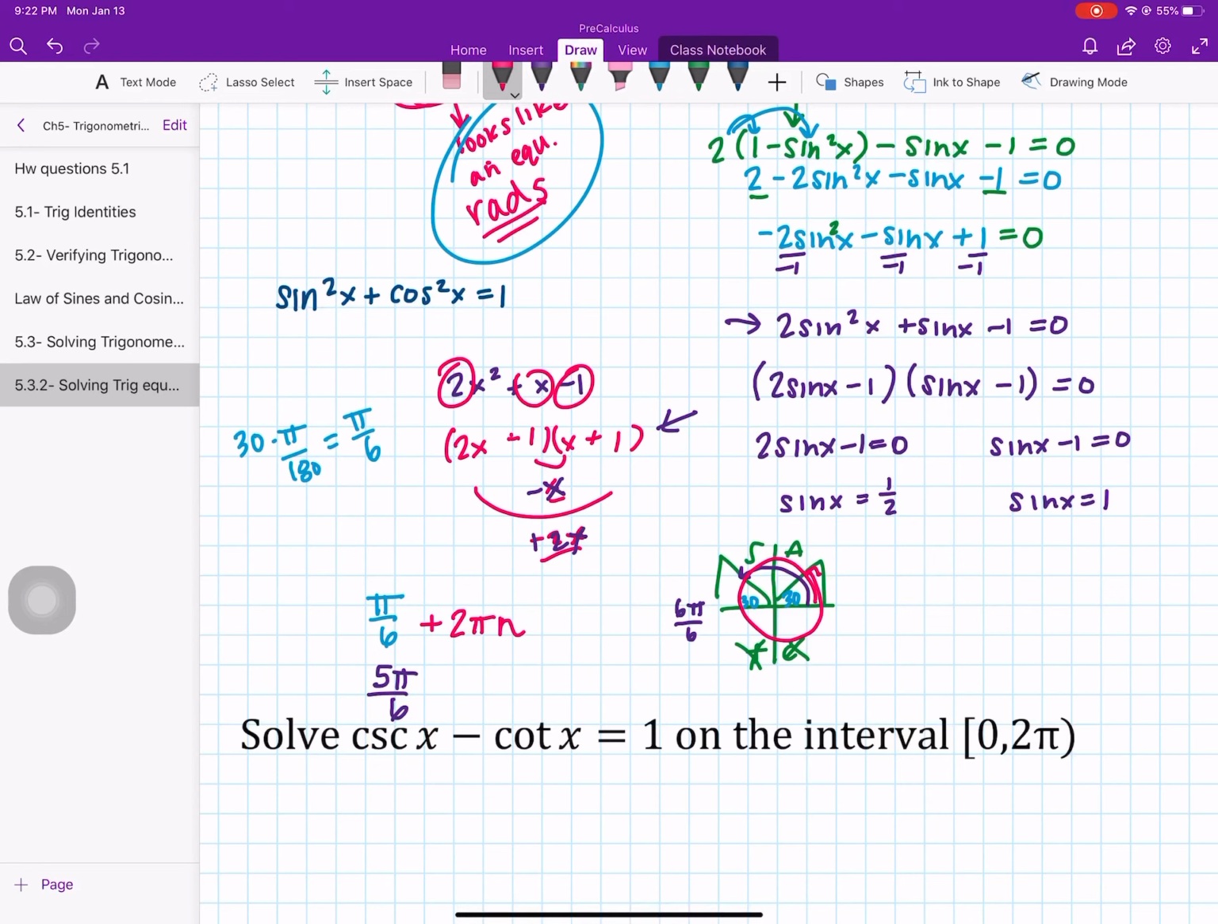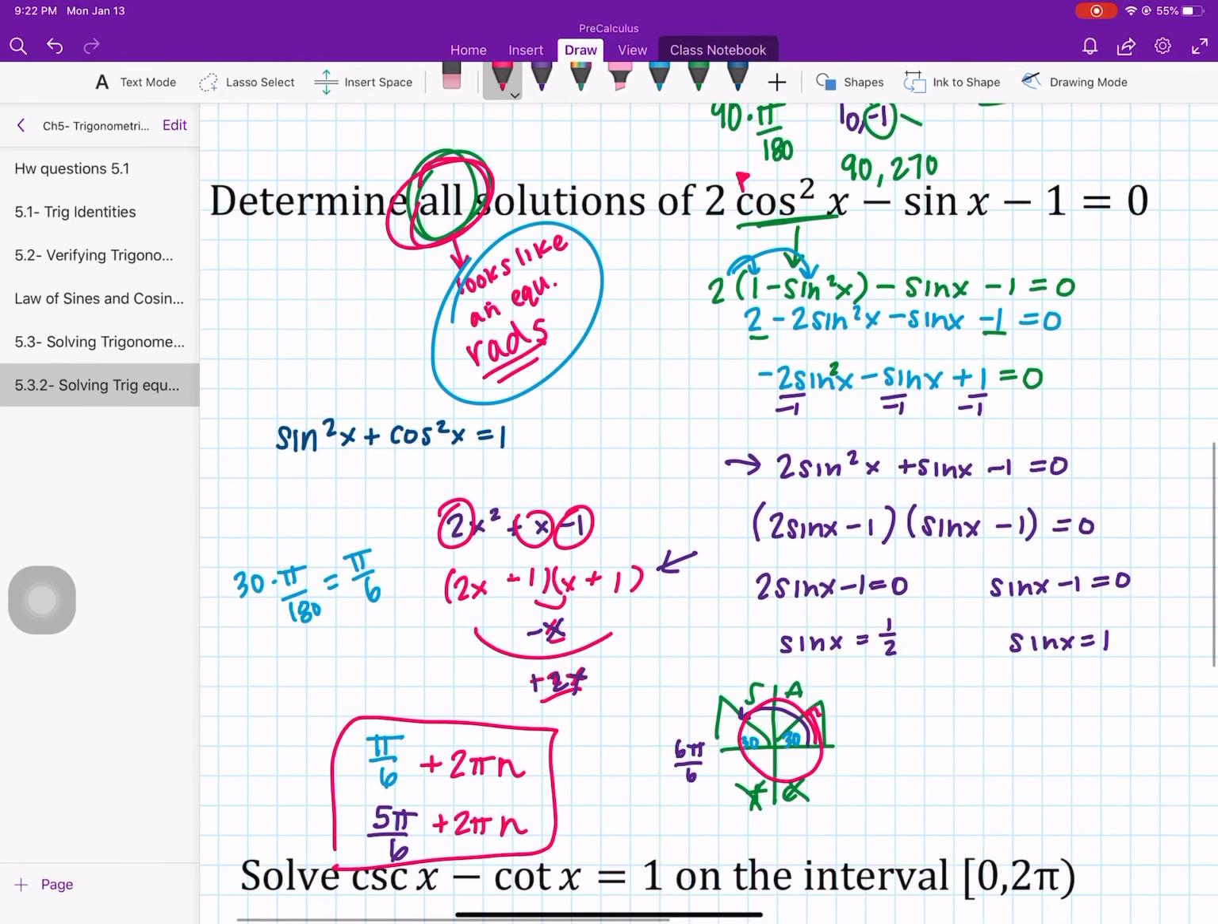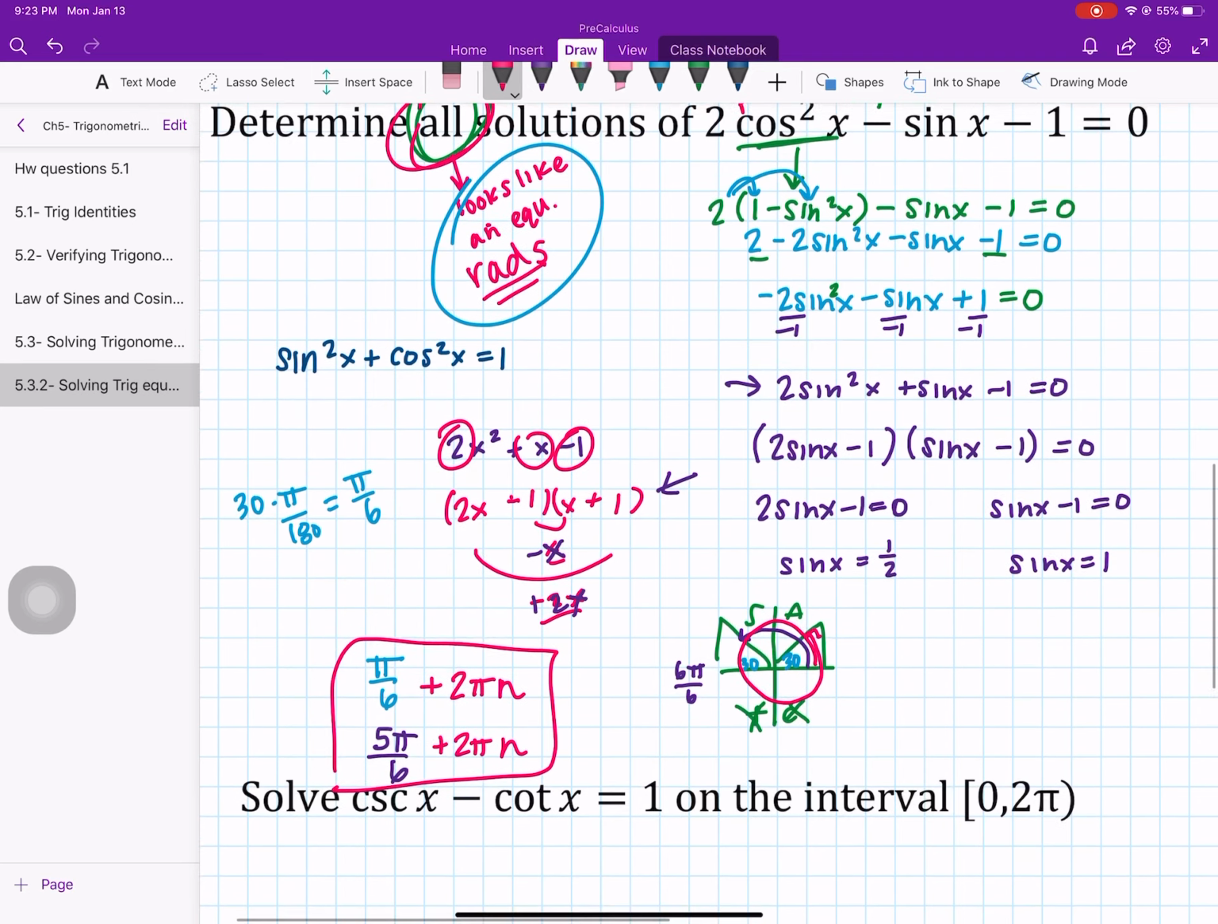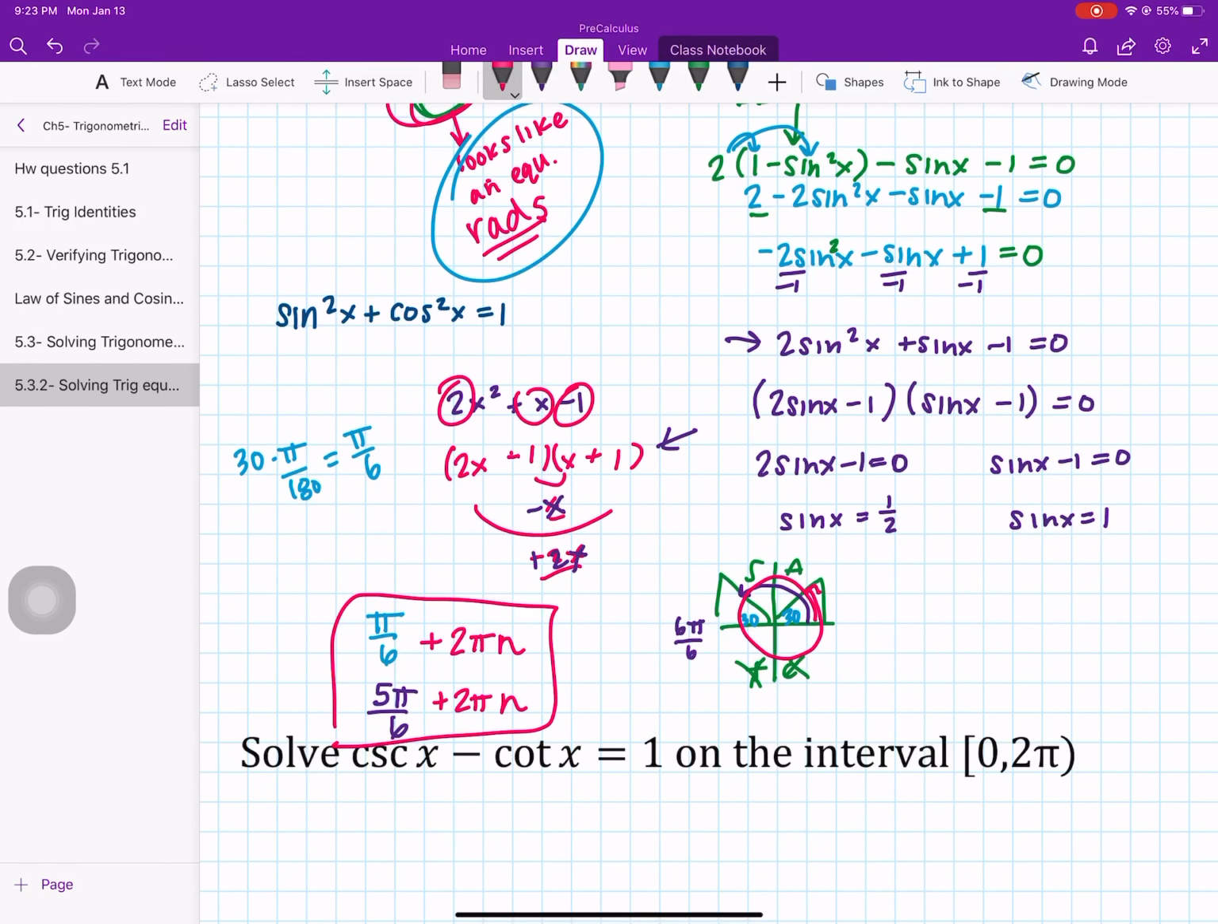The n is representing an integer. It can be a positive or a negative integer, but basically any number I plug in for n is going to give me some version of pi over 6. Remember, the word for that is coterminal. And then the same thing here. Pi over 6 plus 2 pi n represents all of your solutions. Since we're dealing with sines and cosines, we don't have extraneous solutions. So we're pretty cool there.